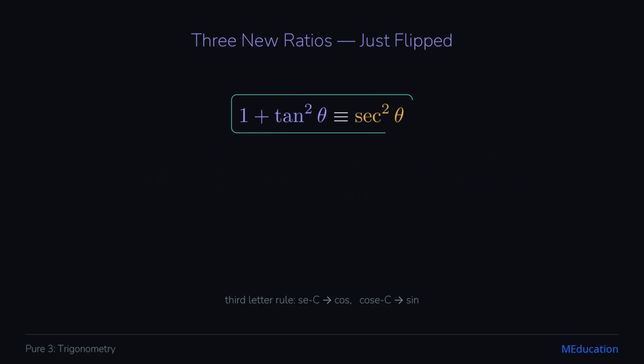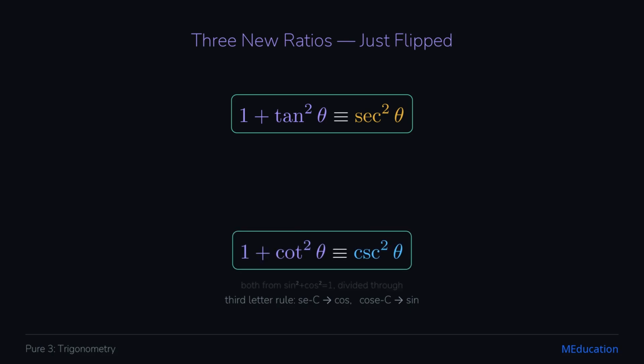From these flips come 2 new identities, and you get them almost for free. Take the famous sine squared plus cos squared equals 1, divide every term by cos squared, and out pops 1 plus tan squared equals sec squared. Divide instead by sine squared, and you get 1 plus cot squared equals cosec squared.